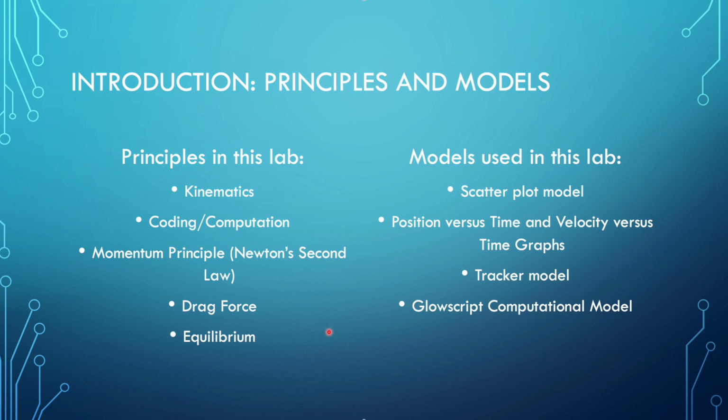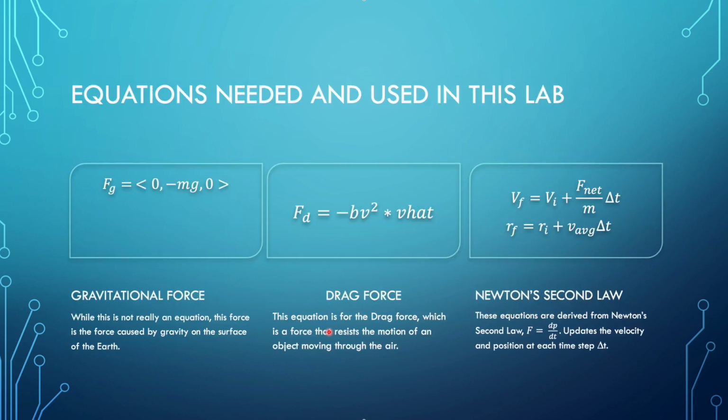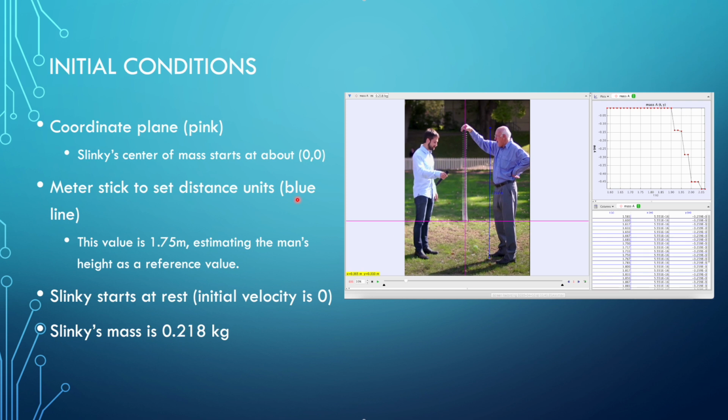This lab is quite similar to Lab 2, as you will soon see, but instead of a projectile, we are analyzing the Slinky that is falling straight down. So we're only looking in the y direction. The equations needed and used in this lab are the force of gravity, which is <0, -mg, 0>, the drag force, which is -bv² v hat, and Newton's second law, which gives our position and velocity update formulas.